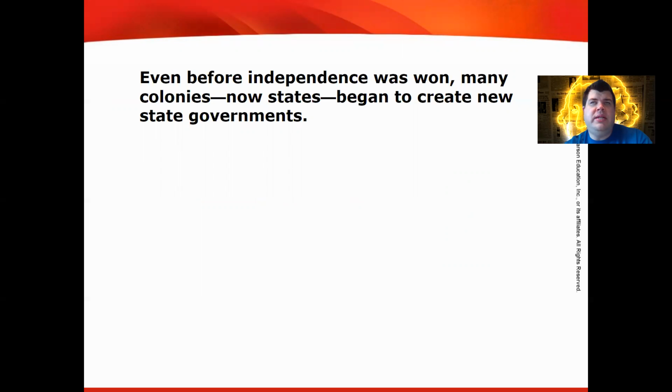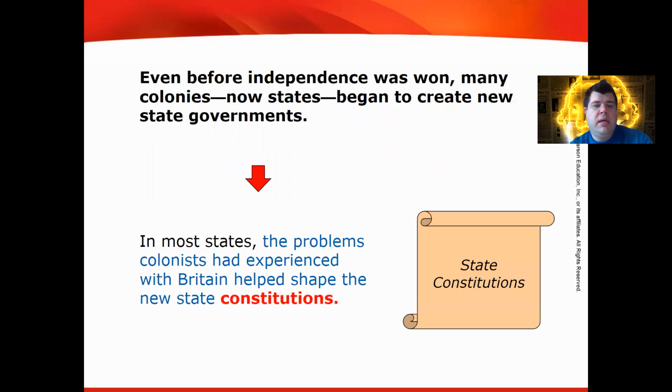Even before independence was won, after the colonies had decided to break away from the British and before the war was actually won at Yorktown, some of the states, they were colonies, but now states, started to create state governments. In most of the states, they created state constitutions, and they used the issues that they had with the British in doing that. They looked back at the issues they had with the British: taxation without representation, the quartering of troops, lack of free speech. All those issues that they had with the British, they wanted to make sure that that wasn't going to be an issue in the new government that they were establishing.